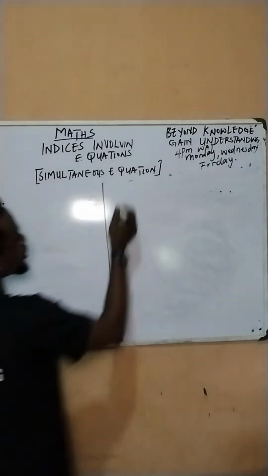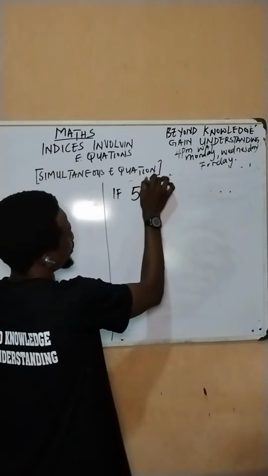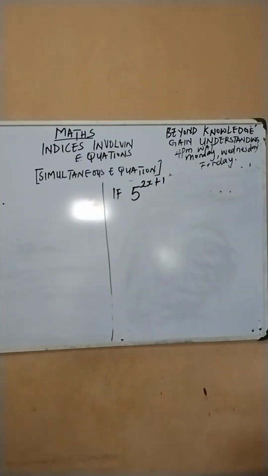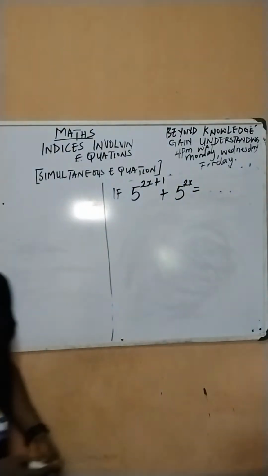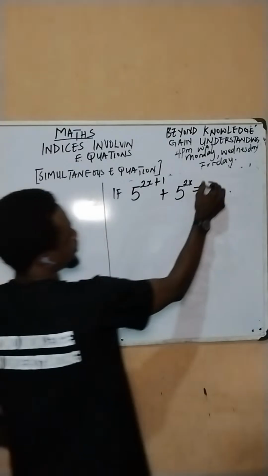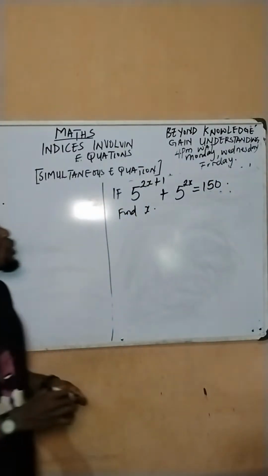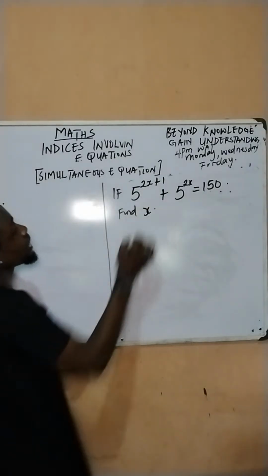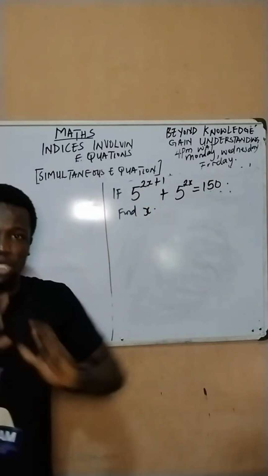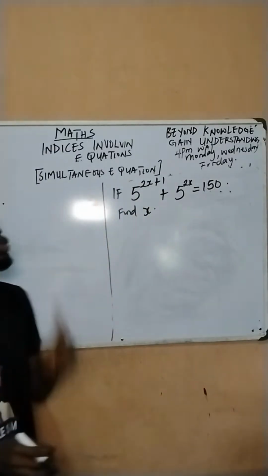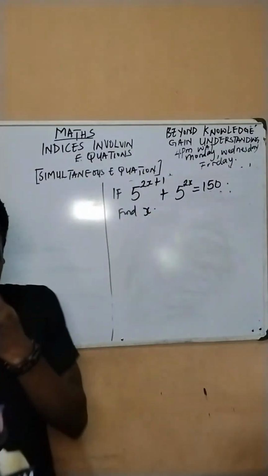So look at this other expression that we're asked to find. If 5 raised to the power of 2x plus 1 plus 5 raised to the power of 2x equals 150, find x. This is just the final question I will solve for equation for indices. Under this part, we are still considering just linear equation. I just want to wrap up on it and then go into simultaneous equation, which is the main focus for our class today.